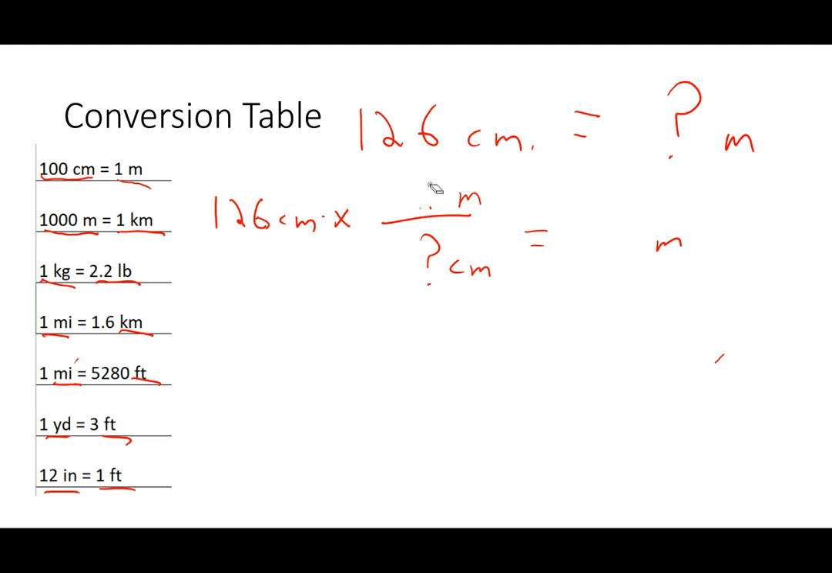But what do we multiply this by? We multiply this by this equality right here because they're equal. 1 meter is equal to 100 centimeters. Why can I do that? Well, because these are equal, 1 meter and 100 centimeters, it's kind of like multiplying by 1.